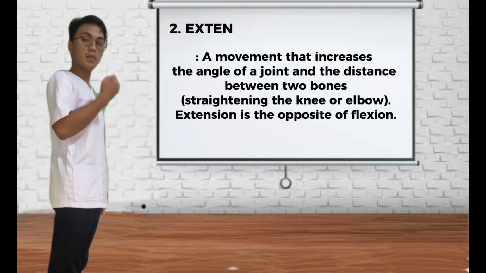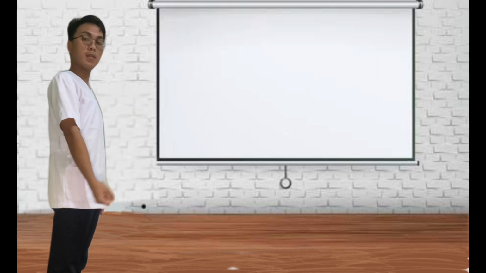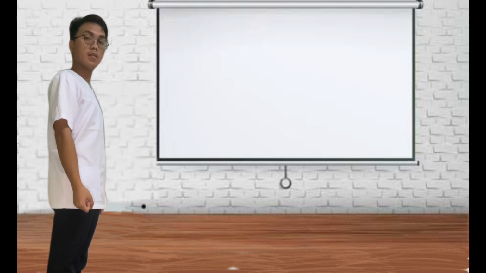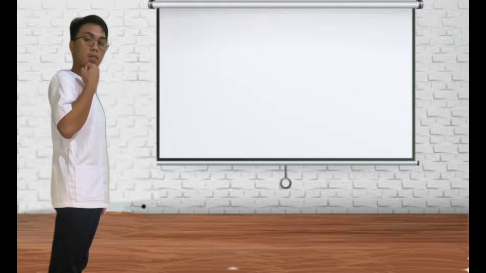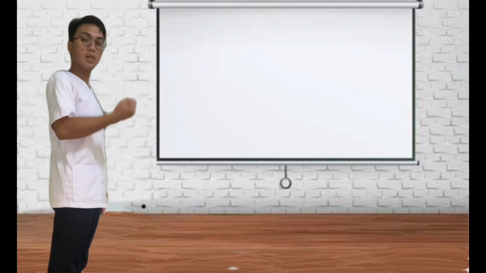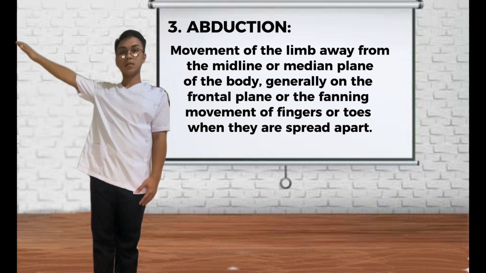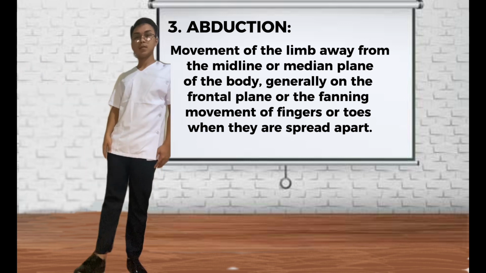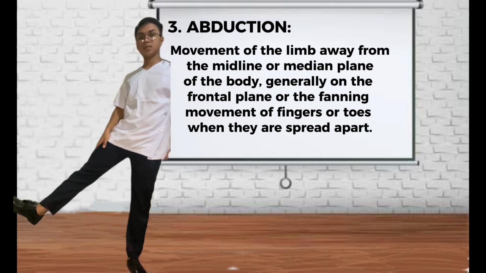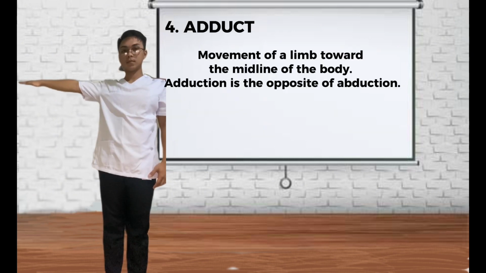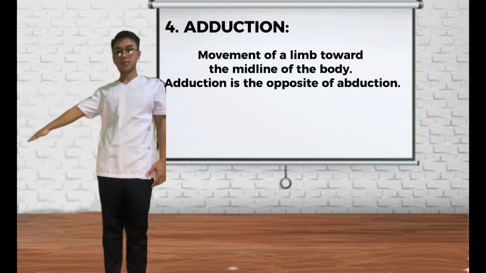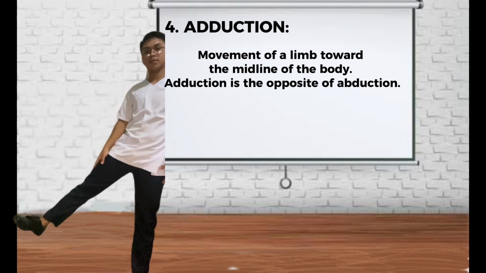Extension, a movement that increases the angle of a joint and the distance between two bones, or straightening the knee or elbow. Extension is the opposite of flexion. Abduction, movement of the limb away from the midline and median plane of the body, generally on the frontal plane, or the fine movement of fingers and toes when they are spread apart. Adduction, movement of a limb toward the middle of the body. Adduction is the opposite of abduction.